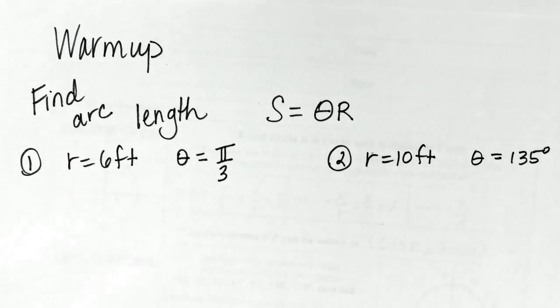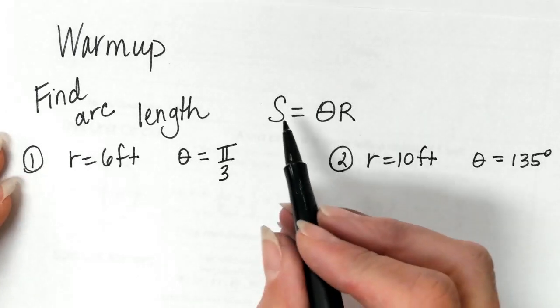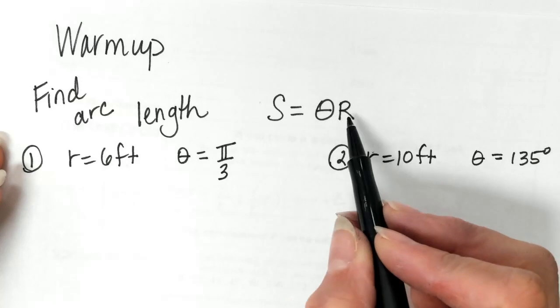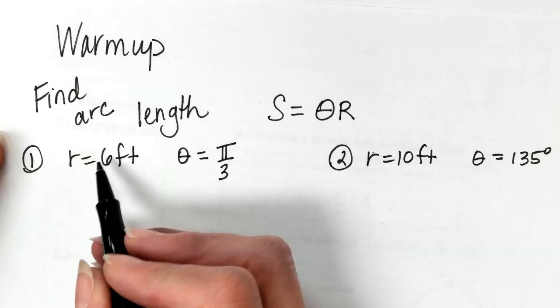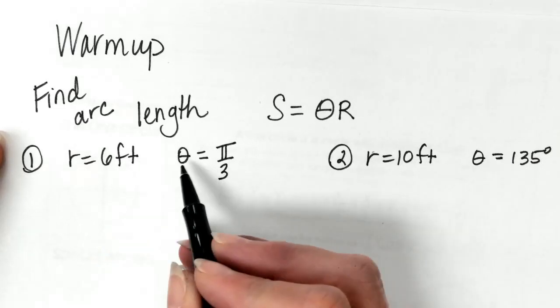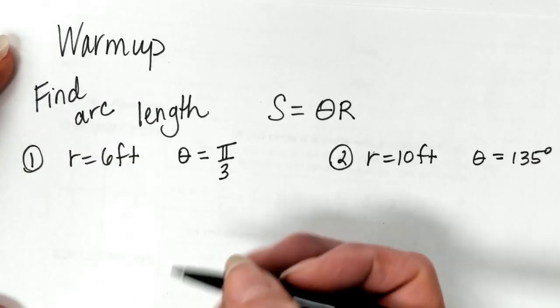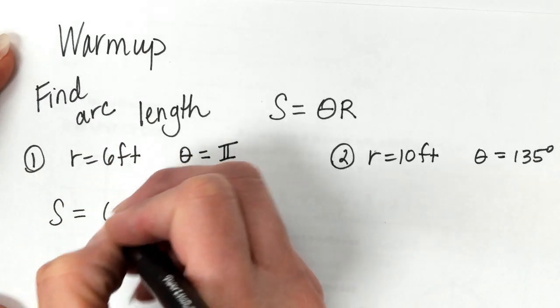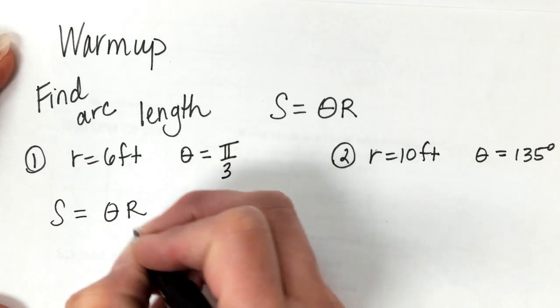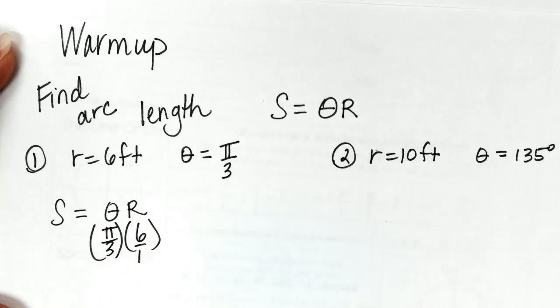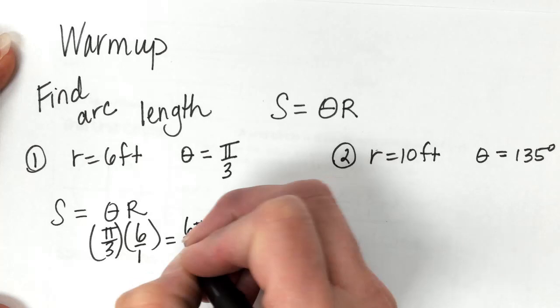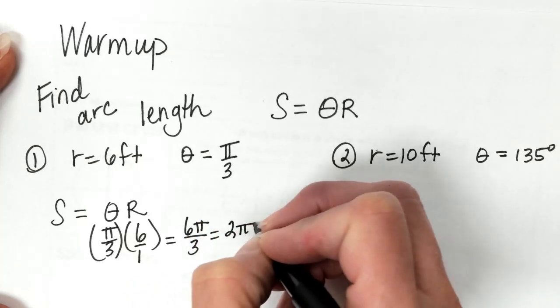Hey guys, yesterday we looked at finding the length of an arc using radians, and the formula was S equals theta times the radius. So in problem number 1 for warm-up, they gave you a radius of 6 feet and the theta was pi over 3. Now all you had to do is plug it in, and 6 feet times your pi over 3. I put a 1 under and multiply across, making it 6 pi over 3, which turns into 2 pi.